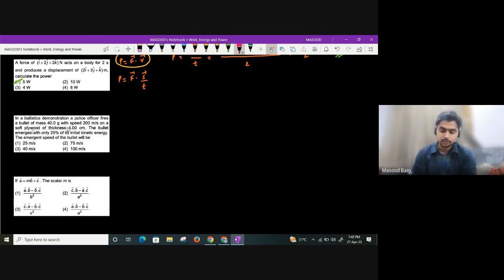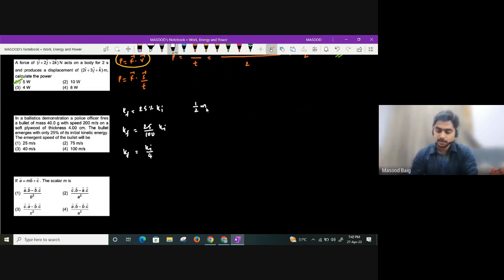He is firing a bullet with speed 200 meter per second, right? It is coming out with only 25%. So what is the final kinetic energy here? It is 25% of initial kinetic energy. What is the meaning of 25%? It is 25 by 100 into initial kinetic energy, which I can write as initial kinetic energy divided by 4.